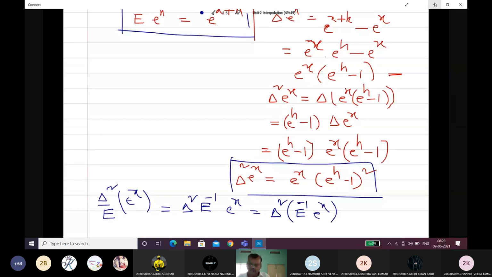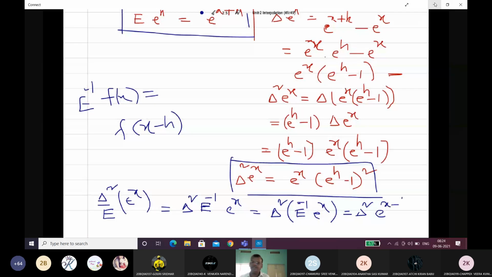E inverse of e power x is equal to, what is the formula for e inverse of f of x? Anyone? What is the formula for this one? F of x minus h, that we have to apply here. That is equal to delta square e power x minus h. Delta square e power x minus h.